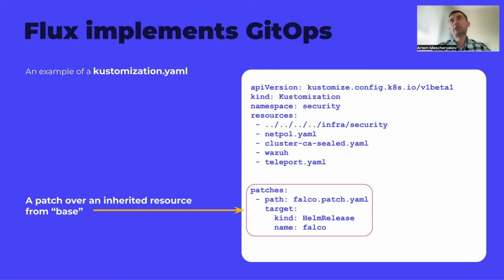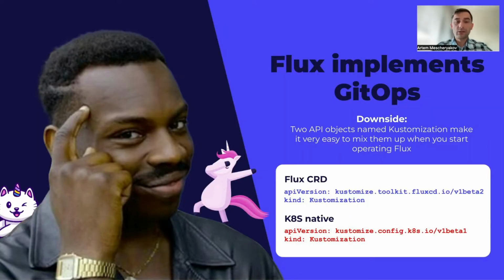Such an approach makes it possible to have some generic configuration, which doesn't differ between clusters or between namespaces or whatever, and bring in something that is more specific to this location. So an important thing here is that anyone who starts using Flux often tends to mix up two things.